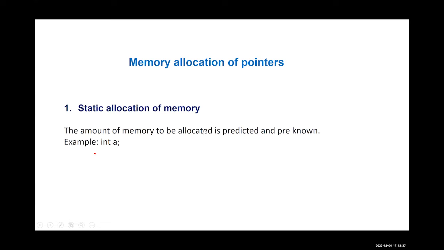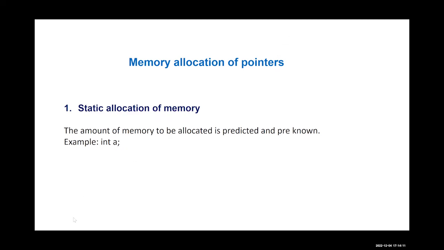So next let us see what are the different types of memory allocations. Okay, so memory allocation is nothing but we can have static allocation of memory and dynamic allocation of memory. Now what is the static allocation? Static is nothing but whenever you are creating it beforehand, you are writing it in the code itself. So the amount of memory to be allocated is predicted and pre-known. Example, int a. Usually the variable declaration, whatever we do, is called static allocation of memory.